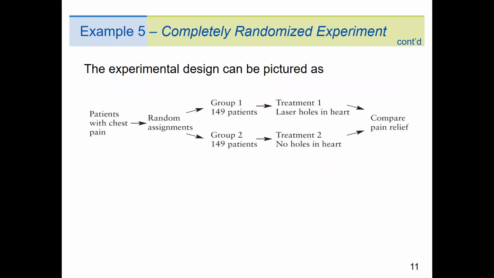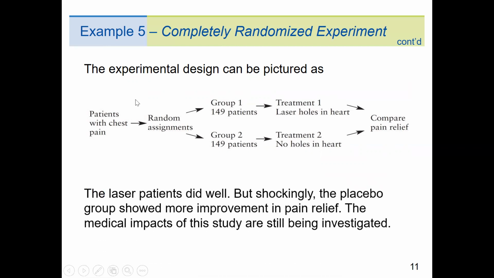Okay, so here's kind of how that grouped or looked. Like I said, we split into two groups: 149 patients that had laser holes in their heart, 149 that did not, and then we want to compare what was their pain relief and what were the results? Did we see similar things in each group of patients or not? Okay, the laser patients did well, but shockingly, the placebo group showed more improvement in pain relief.